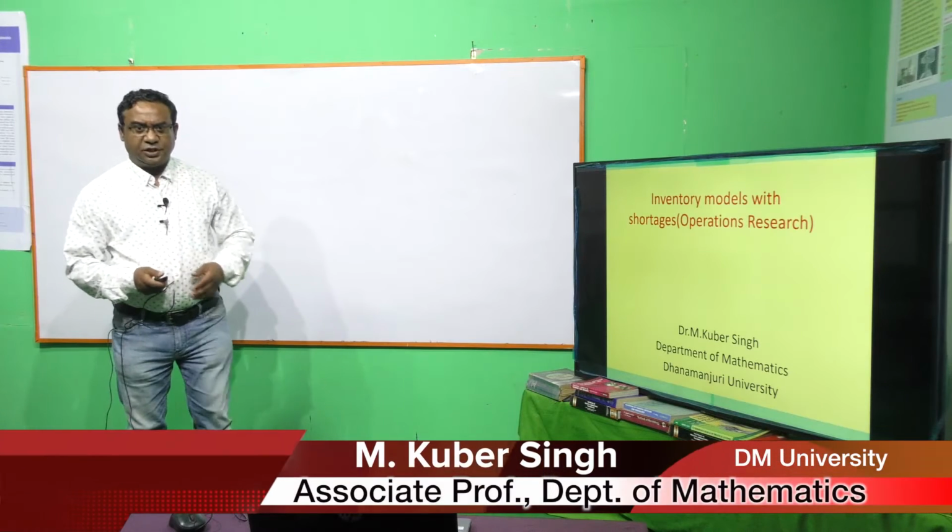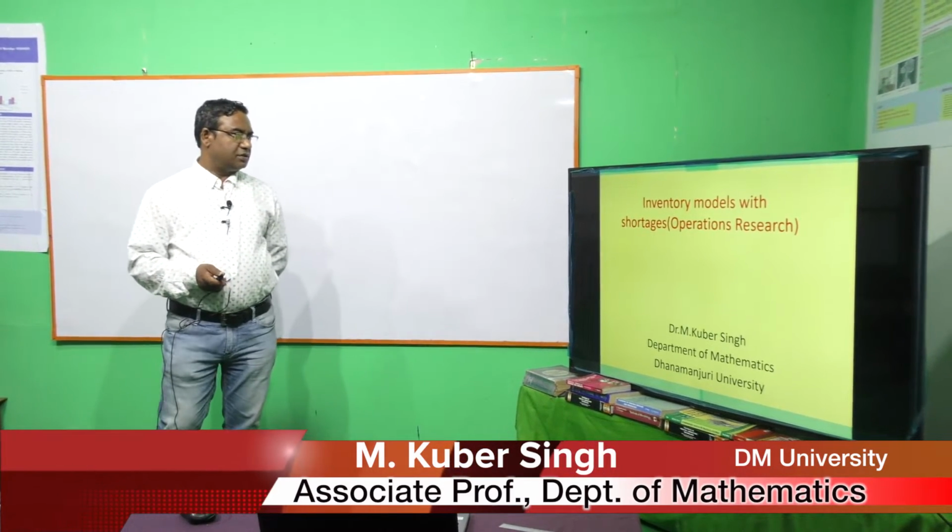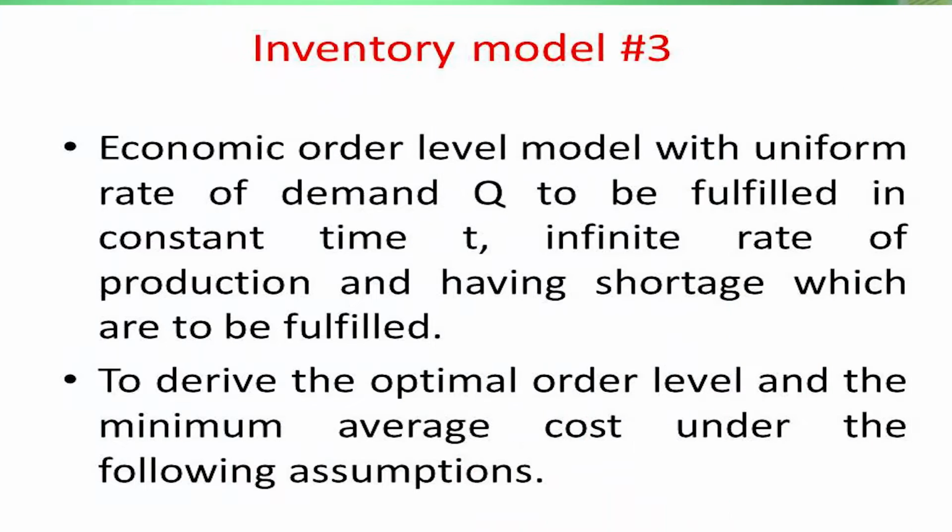Good morning, dear students. Today, let us discuss inventory models with shortages. So today, let us discuss the economic order level model with uniform rate of demand Q to be fulfilled in constant time T, infinite rate of production and having shortages which are to be fulfilled. We have to derive the optimal order level and the minimum average cost under the following assumptions.